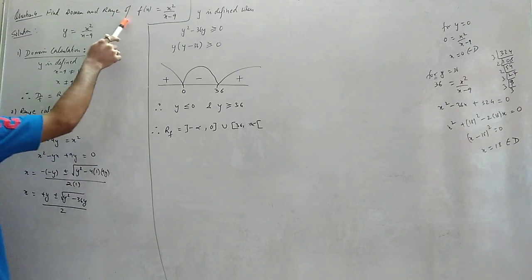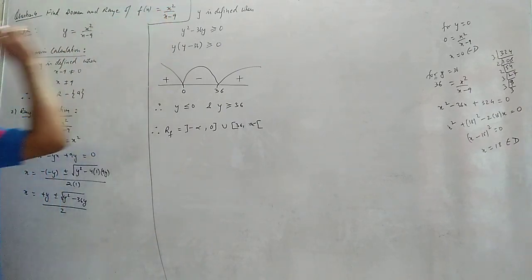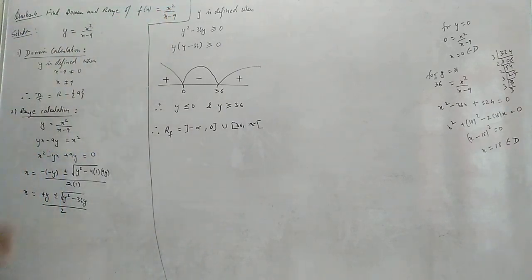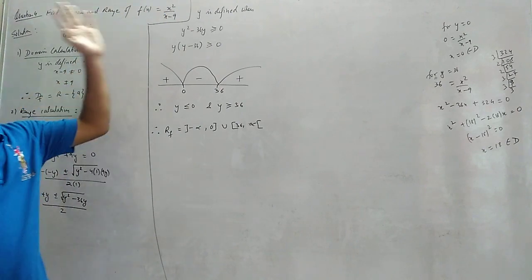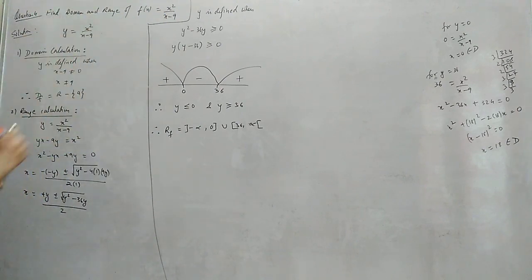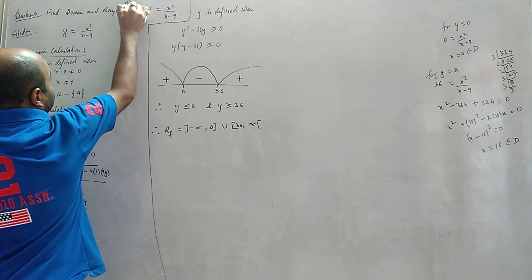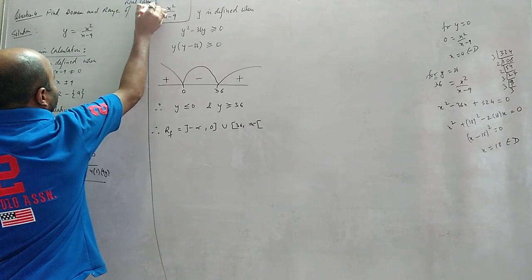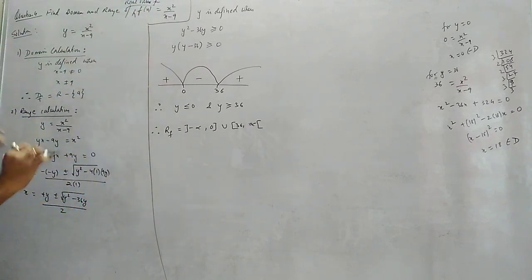Find the domain and range of the function x square by x minus 9. So you need to find the domain and range of the function. This is a real value function, so I should write here: real value function. Now the solution will start from here. y equals x square by x minus 9.